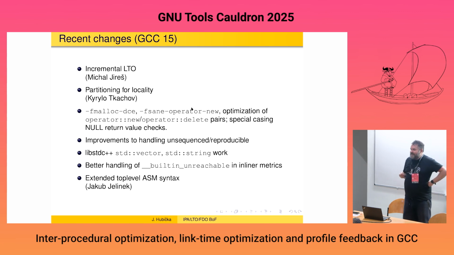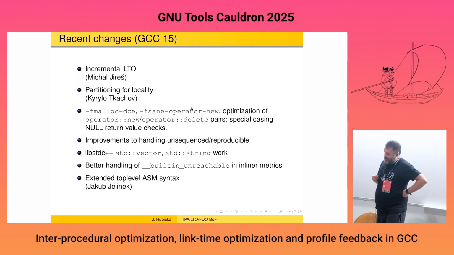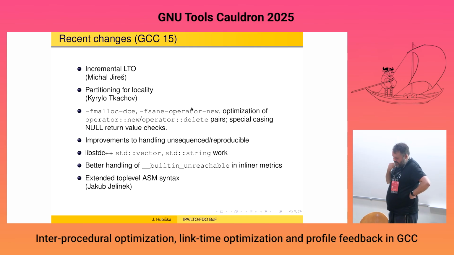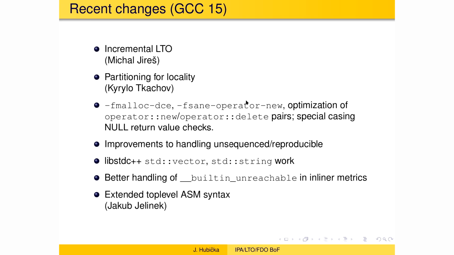I think one of the bigger changes was the incremental LTO, which was implemented by Michal. We had this partitioning for locality, which was one of the late additions because of me, because I was very slow on reviewing the patch. There was quite a bit of work related to optimizing memory allocations and also getting them optimized inter-procedurally. And we got these new unsequenced and reproducible attributes, which I still don't exactly know how they should be handled correctly. So that might be one of the topics to discuss.